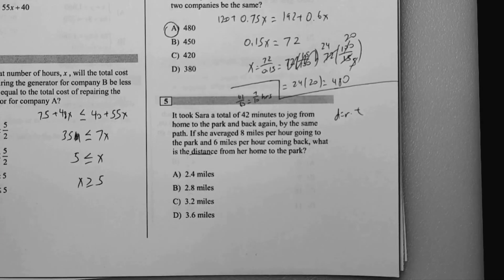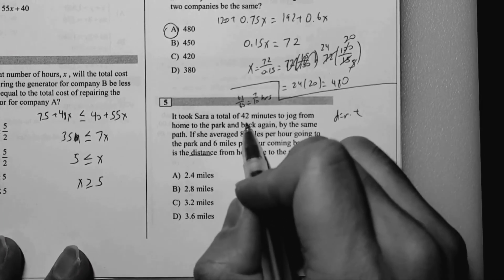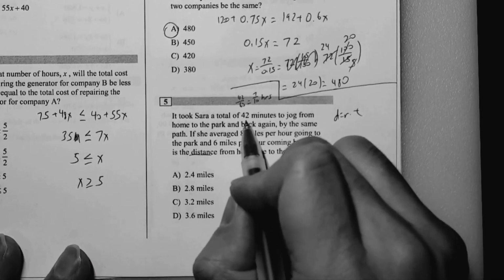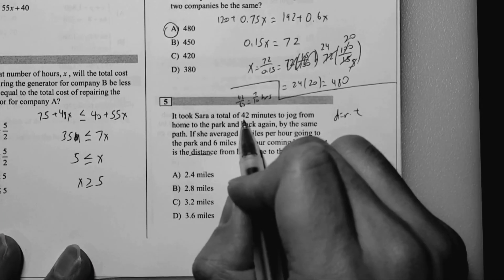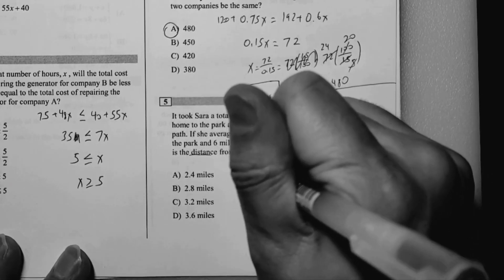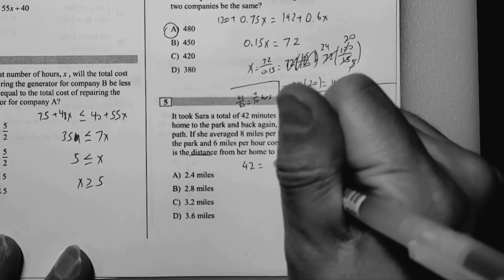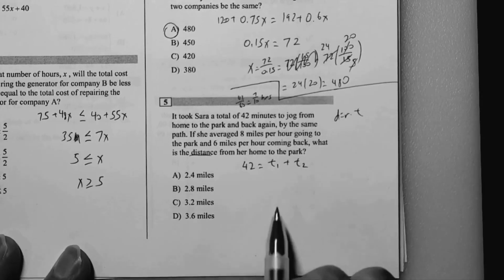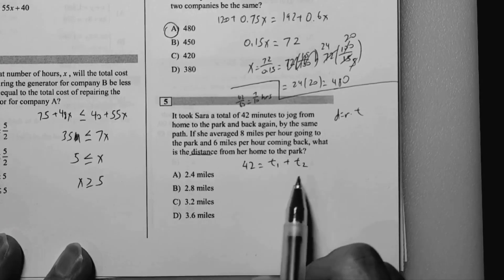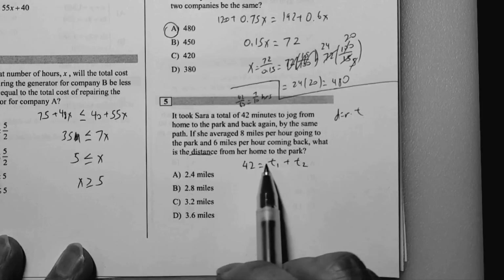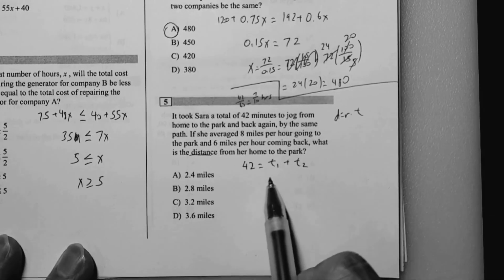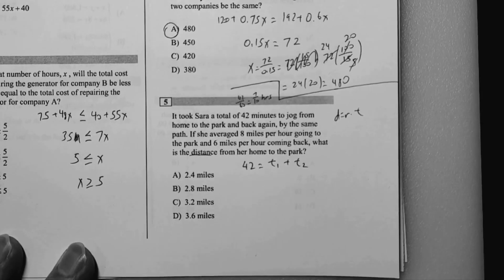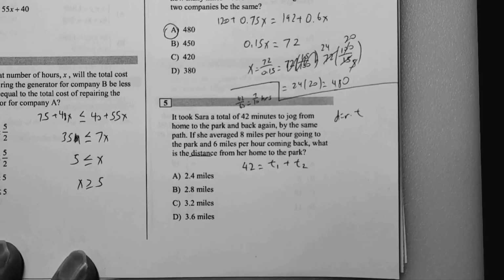That's what I'm thinking right now. How do we get those 2 equations? Well, she took 42 minutes total, so that's probably one equation. Let's say time 1 plus time 2. You can say x and y, but I like to just write time 1 and time 2. Time 1's going to the park, time 2's going back. It makes more sense to me.